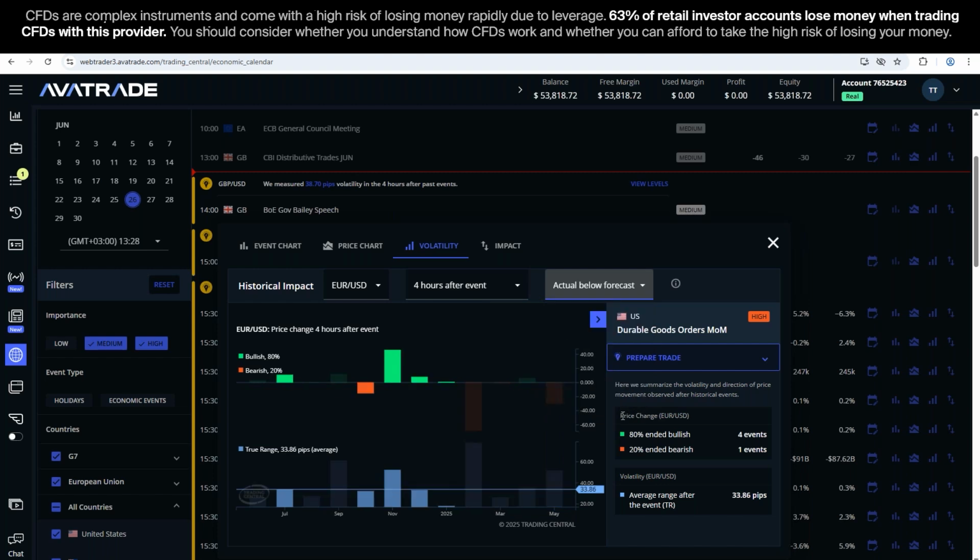Okay, those percentages I like better. 80% of the time, the euro strengthened. And again, it makes sense, right? Durable goods orders below forecast, it means bad economic news in the US, and the USD weakened 80% of the time. You see, it's almost all green movement.